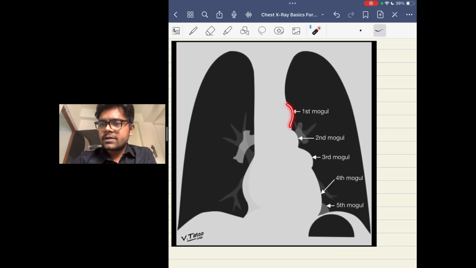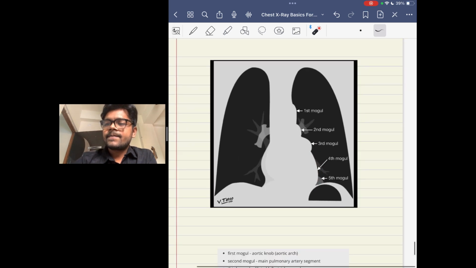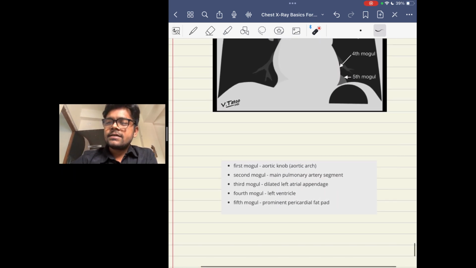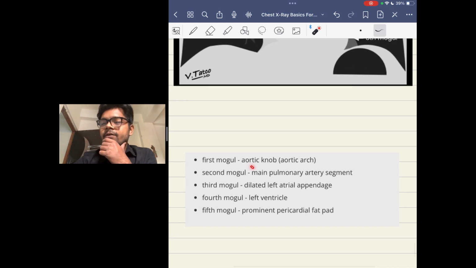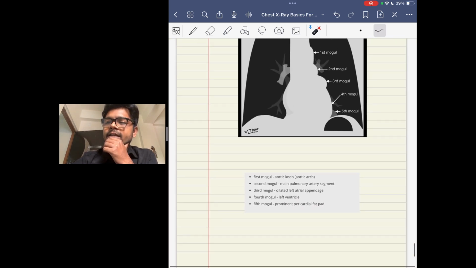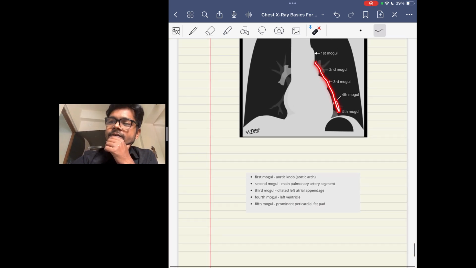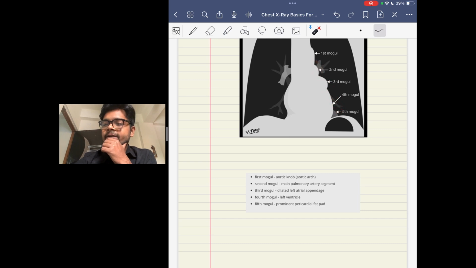This is the first mogul, which is the aortic knuckle. This is that of the pulmonary bay. This is the left atrial appendage, and this is the left ventricle, right? So these are the things that are seen and described on an X-ray: the aortic knob, the pulmonary artery segment, dilated left atrial appendage, left ventricle, and the prominent pericardial fat. And this will appear as a straightened left heart border, because of this dilated left atrial appendage.